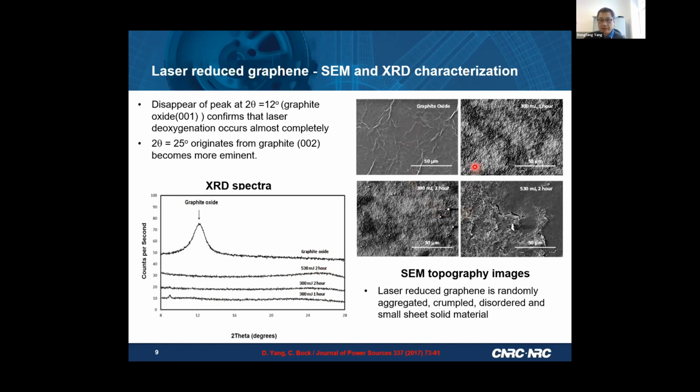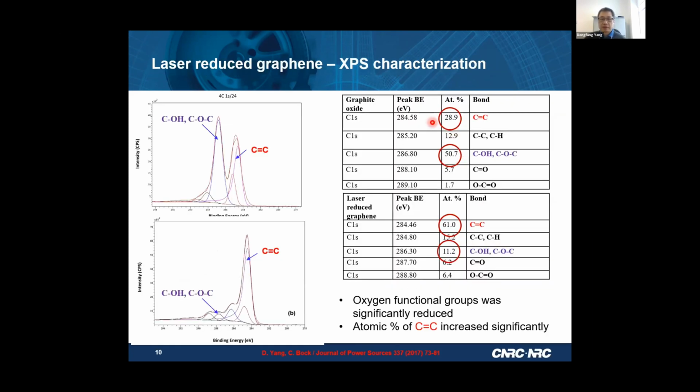And you can see the SEM topography. You can see the graphite oxide, you have a large sheet. After being irradiated by laser, it becomes a porous, small sheet. And then we do the XPS to confirm that we indeed did reduce graphite oxide to graphene. And this is just a graphite oxide peak, and this is a graphene peak. You can see this carbon oxygen functional group disappears in the graphene, and the carbon double bond percentage increased. So this indicates that the graphite oxide was really reduced to graphene by the laser process.